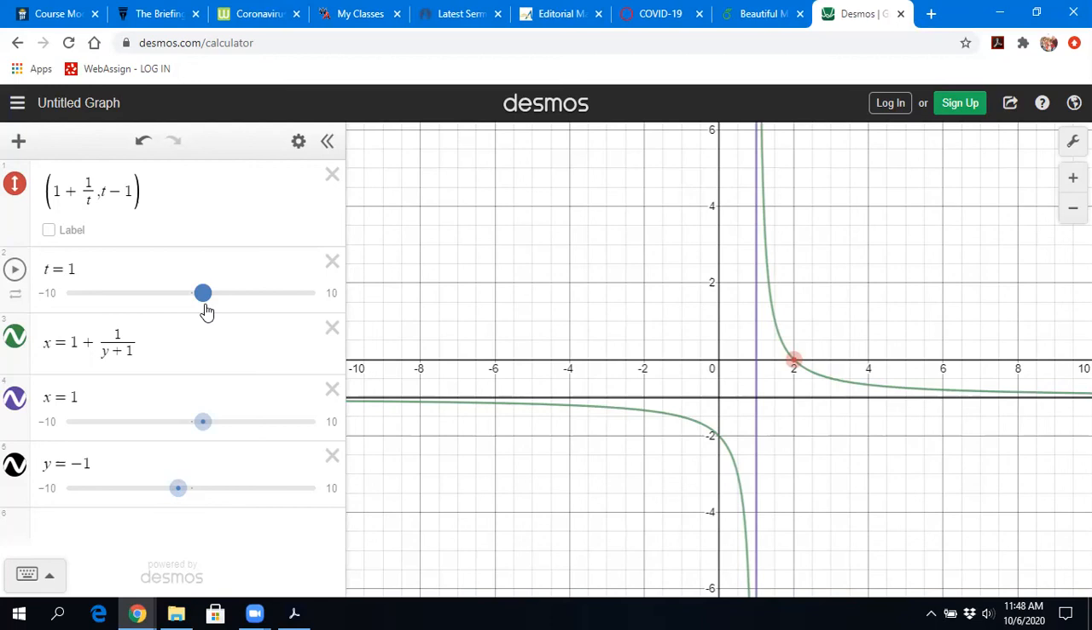Cool. Not really sure why this thing is not allowing me to annotate on the screen. What is going on here?